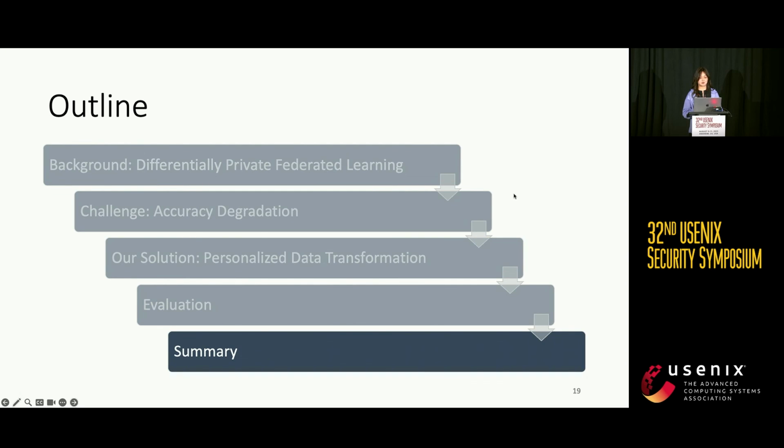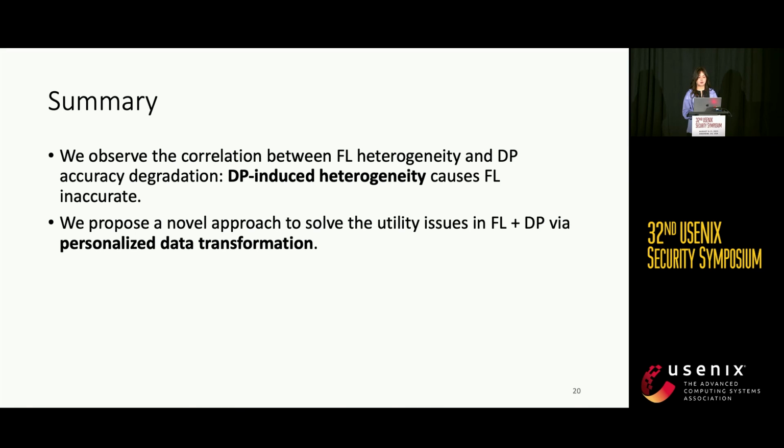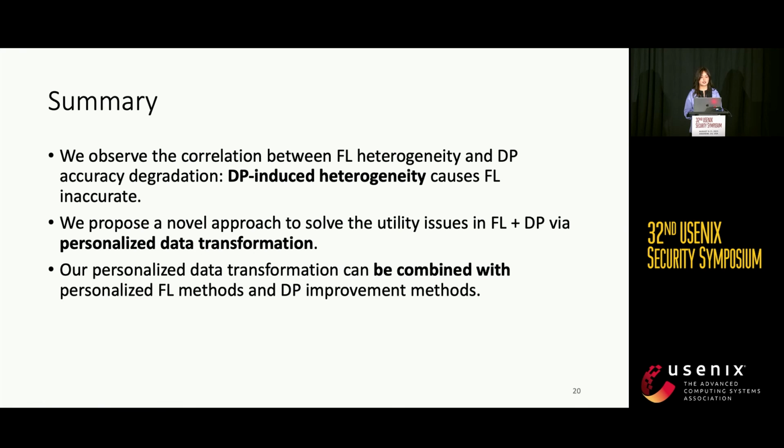Okay, so let's move on to the summary. We've highlighted 4 contributions in these slides, and the first one is we observe the correlation between Federated learning heterogeneity and differential privacy accuracy. The second one is we propose a novel approach named personalized data transformation to solve this problem. And the third is our method can be combined with personalized Federated learning methods and also DP improvement methods to bring further improvements.